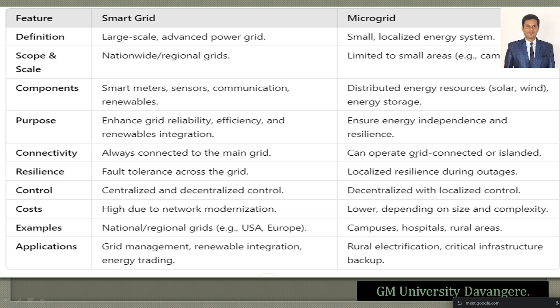So microgrid, now we also connect to smart grid, we can also have our own microgrid, right? So you can see the resilience. Resilience means fault tolerance across a grid. How long it can withstand a fault, how much fault it can tolerate, that's called the resilience. If you see the localized resilience during the outages, we have the localized resilience. The chances of fault will occur in the microgrid also, right? So if the microgrid fails, you can get the power from the main grid. So that is the benefit of the microgrids, correct? So it is centralized and it is decentralized with the localized control, okay?